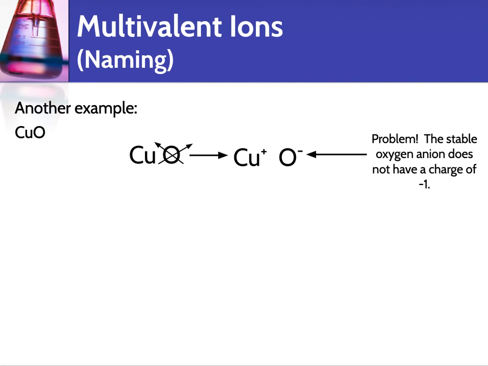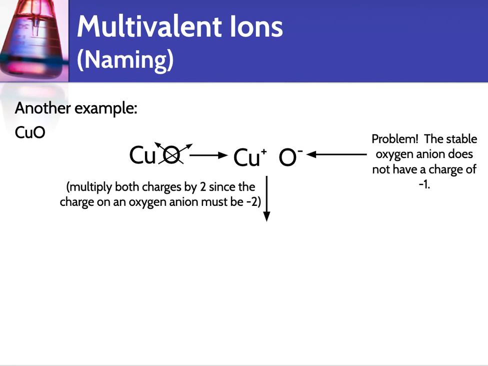The stable oxygen anion doesn't have a charge of -1. It has a charge of -2. So that means that we have to multiply both charges by 2 to make it match, right? So that oxygen has a -2. So now copper is 2+. So this is copper 2 oxide. If you didn't take that extra step, you might have called it copper 1 oxide, and that would be incorrect. So you have to do that check to make sure that your nonmetal ion has the correct charge.